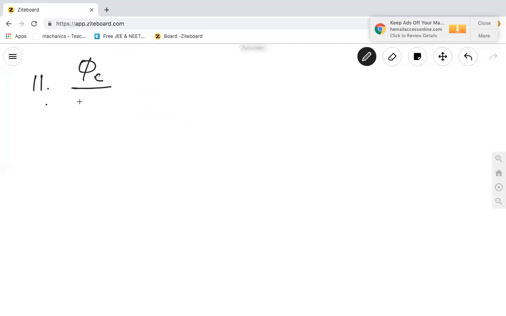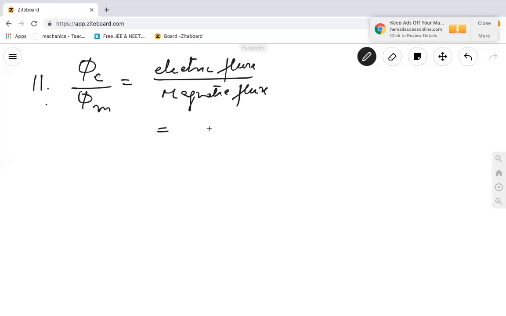Fe by Fm. It is electric flux divided by magnetic flux. Electric flux is E, electric field into area. Magnetic flux is magnetic field into area. This is the definition of electric flux, this is the definition of magnetic flux. A gets cancelled. It is again velocity. It is again L t minus 1. That's all. But for that, you must know these definitions. And a 12th class student who has completed 12th class has the definitions with him.